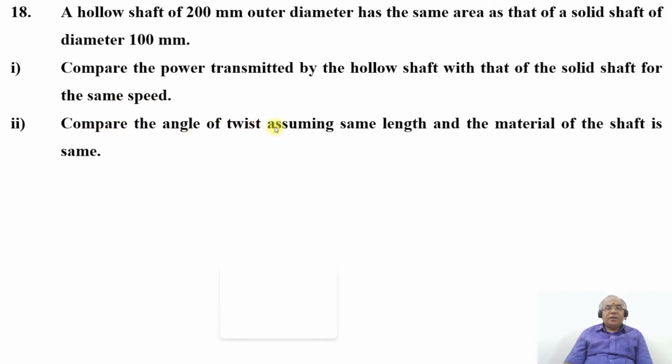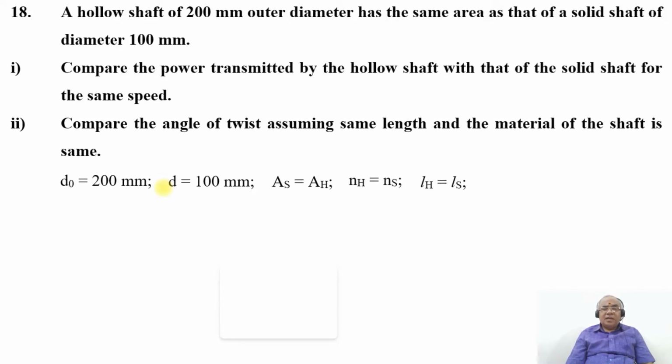Number 2: compare the angle of twist, assuming the same length and the material of the shaft is the same. So we have D naught is 200 mm and D, which is the diameter of the solid shaft, is 100 mm. As it says, comparing the hollow shaft with the solid shaft, AS will be equal to AH, and NH is equal to NS because of the same speed. Small LH is equal to small LS because of the same length, and for the same material, tau h will be equal to tau s.